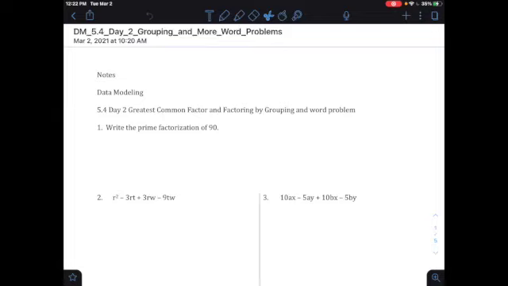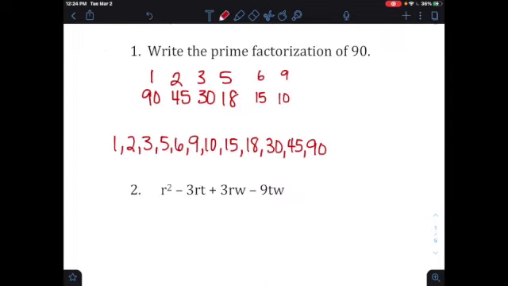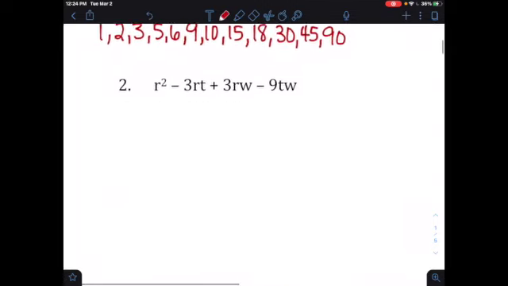Hi everyone, today's objective is greatest common factor and factoring by grouping and word problems. So to start off with number one, write example number one, write the plan section of 90. Please do that right now for example number one. Example number two, that's when we start grouping.